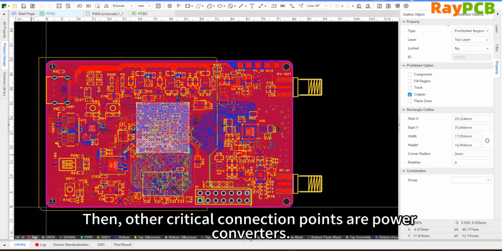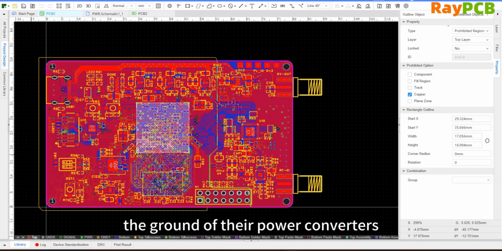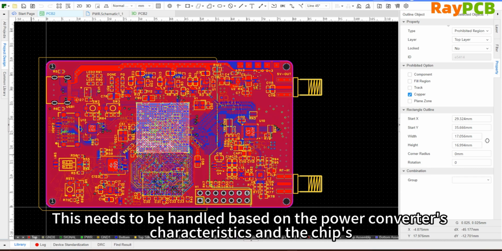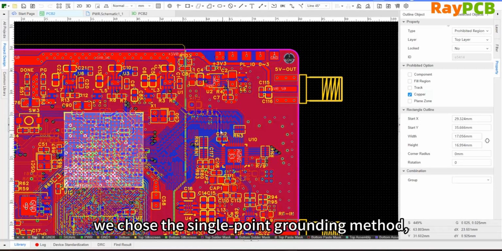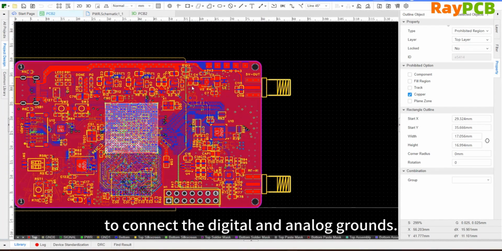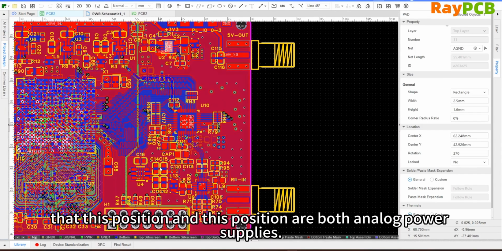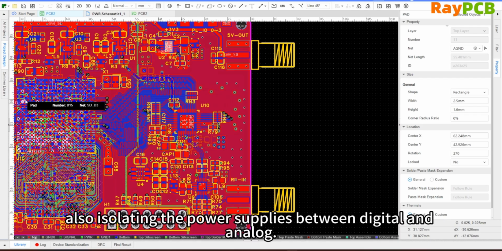Other key connection points include power converters. If there are separate analog and digital power supplies, the ground of their power converters is usually a critical point connecting the analog and digital grounds. This needs to be handled according to the specific characteristics of the power converter. In our circuit, our chosen method for key grounding is to place a 0 ohm resistor and a capacitor in a certain area to connect the digital ground and the analog ground. We can also see that this position and this position are both supplied with dedicated analog power, providing isolated analog power supplies and thus separating the power for digital and analog sections.